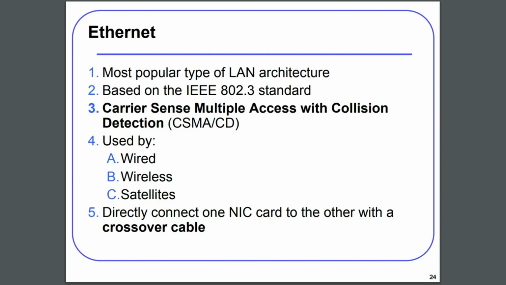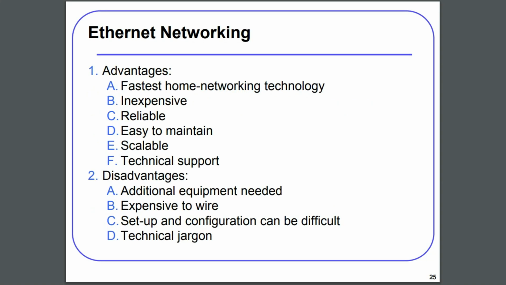So what is Ethernet? Ethernet is the most popular type of LAN architecture, based on the IEEE 802.3 standard, that is carrier sense multiple access with collision detection, CSMA/CD. It is used by Ethernet, wired, wireless or satellite, directly connecting one NIC card to the other with a crossover cable. So what is Ethernet networking?